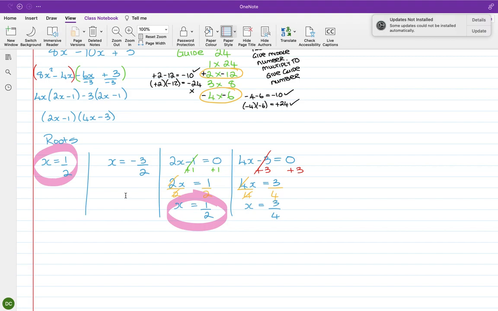I don't know if you're going to remember this. Hopefully you do. It's referred to as a repeated root. So a repeated root is where the graph doesn't cross the axis. It just touches it.